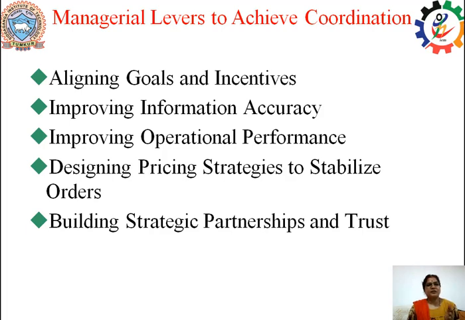For example, aligning goals and incentives corresponds to the incentives obstacle. The second one corresponds to the information processing obstacle. The third one is regarding the operational obstacle. These are the remedial actions for those problems which are in the form of obstacles. So the managerial levers are the medicines for those obstacles, that is, the problems. We'll see them one by one.